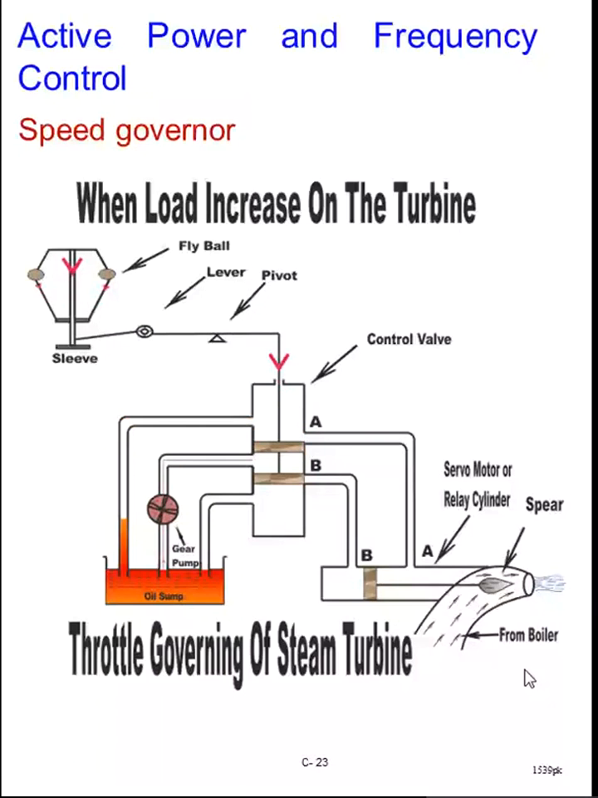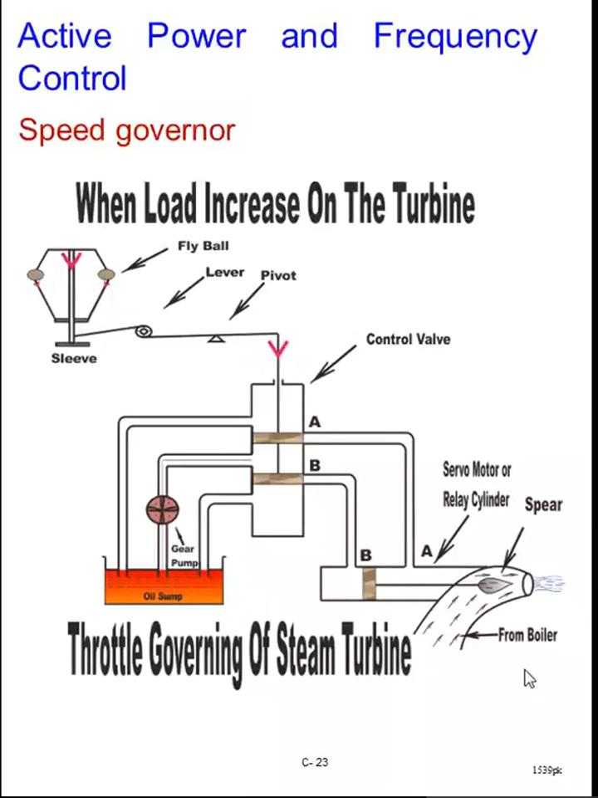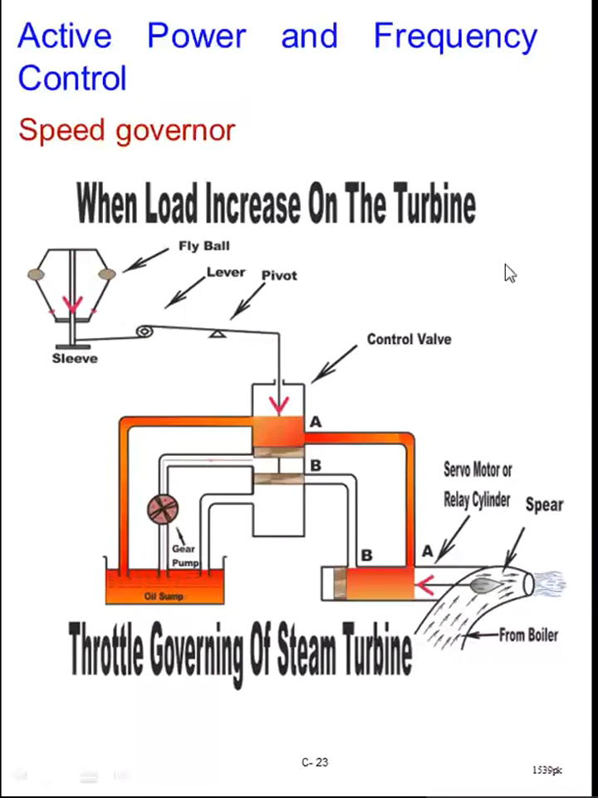Right side. So it will move rightwards, outward. In that case, when the load has decreased, the RPM will increase. Speed will increase, and as a result, the fly balls will move outward, and thus this lever will move up.